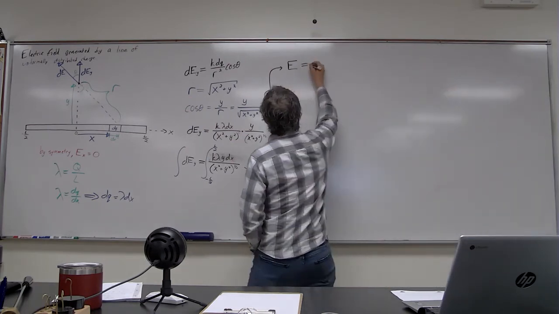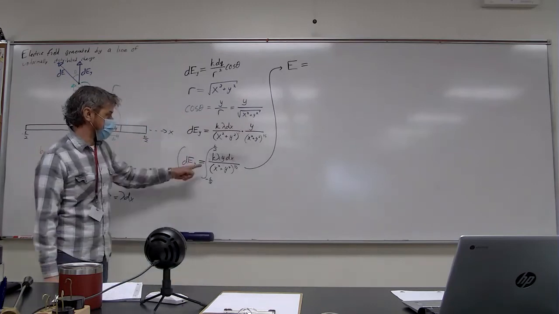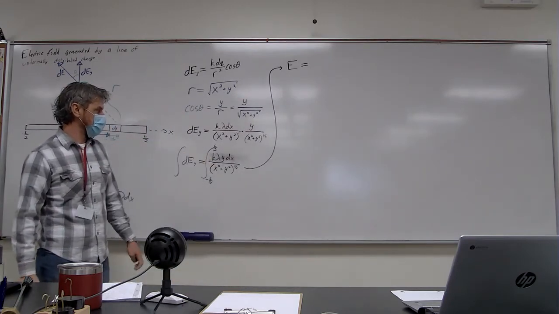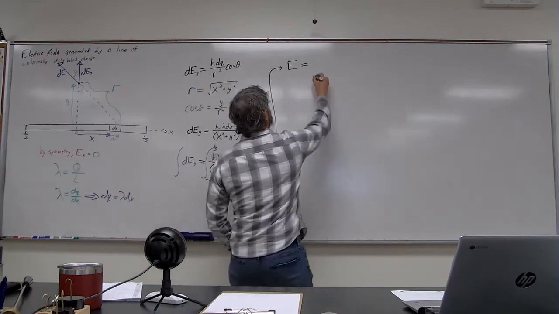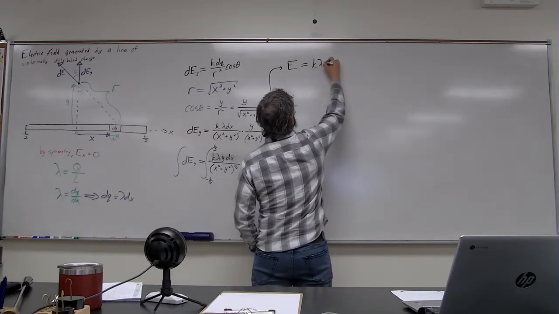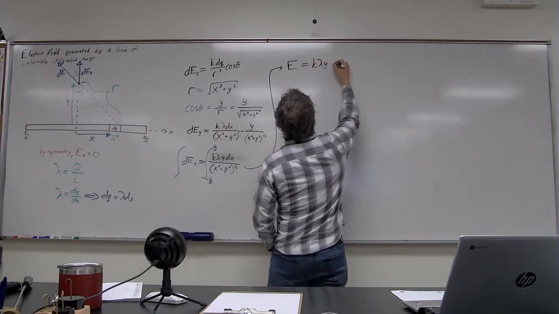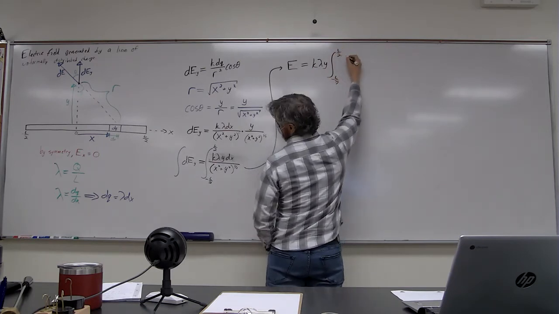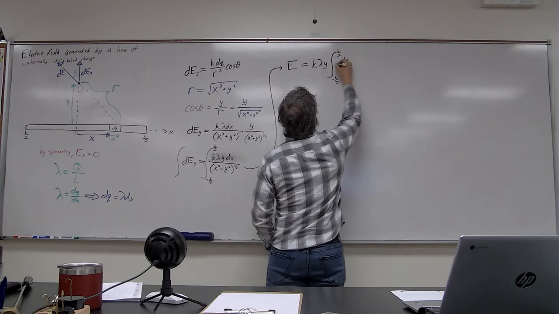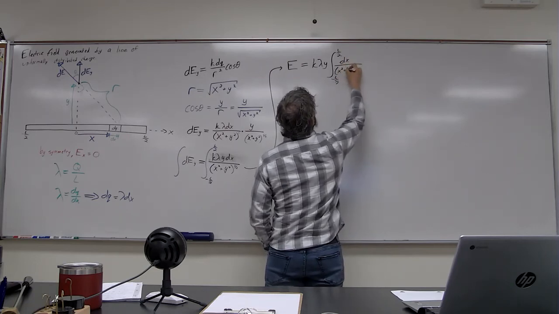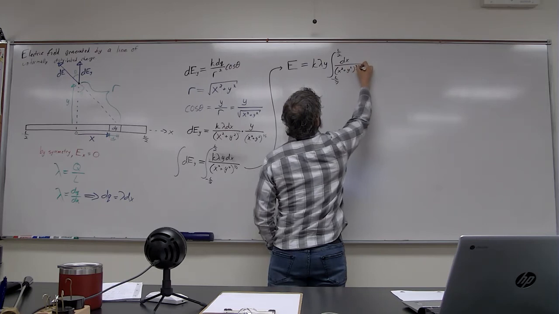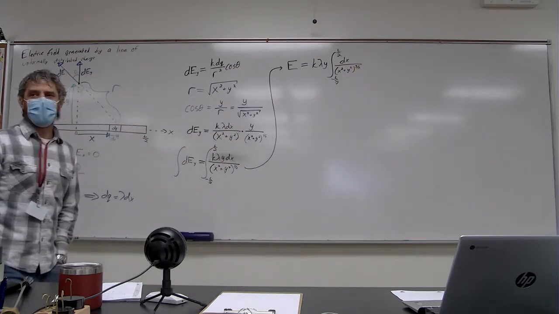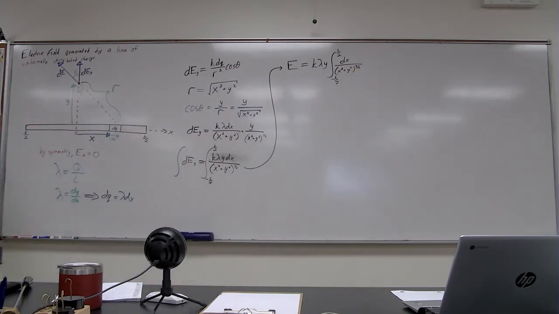And that's going to be, there's a lot of constants here, right? k is a constant, lambda is a constant, y is a constant. I can pull those out. So I have k times lambda times y times the integral from negative L over 2 to L over 2 of dx over x squared plus y squared to the 3 halves. And if you could do that integral, you're a better mathematician than I am. Because you haven't learned how to do that yet.